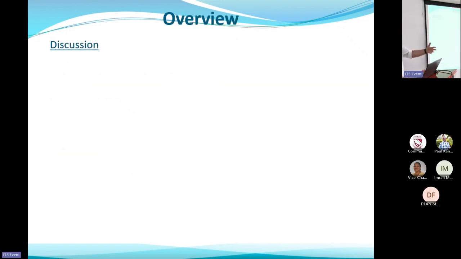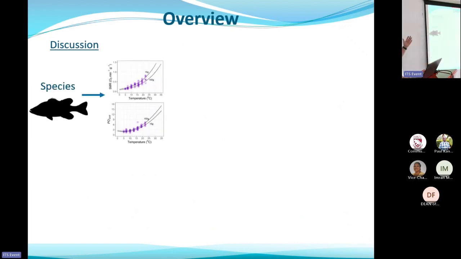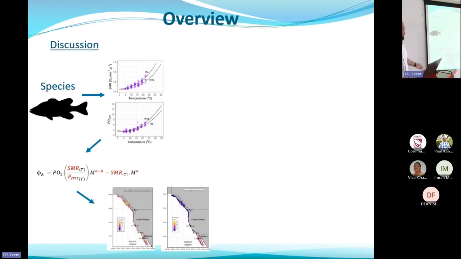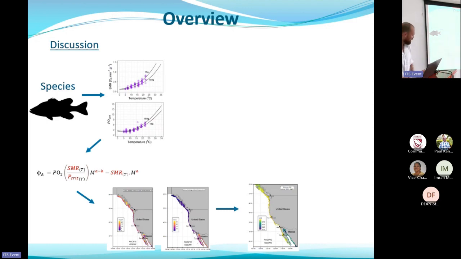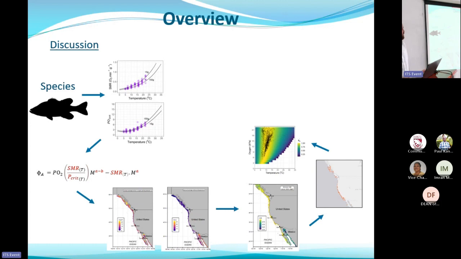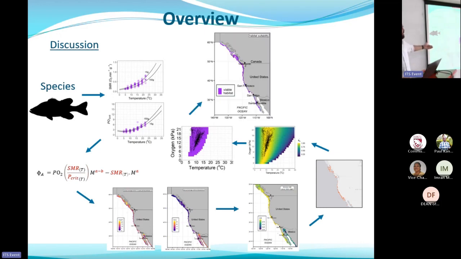So we've got this framework. Developed this framework that can be used for any species. Select a species, you measure these two key physiological rates, PO2 crit and SMR, across temperature. You calibrate this model's parameters. You get temperature and oxygen data from an ocean model. You transform it into this absolute metabolic index. You match the occurrence points. You then can use that to set thresholds in the temperature and oxygen space that can occur. And you can map that distribution spatially.